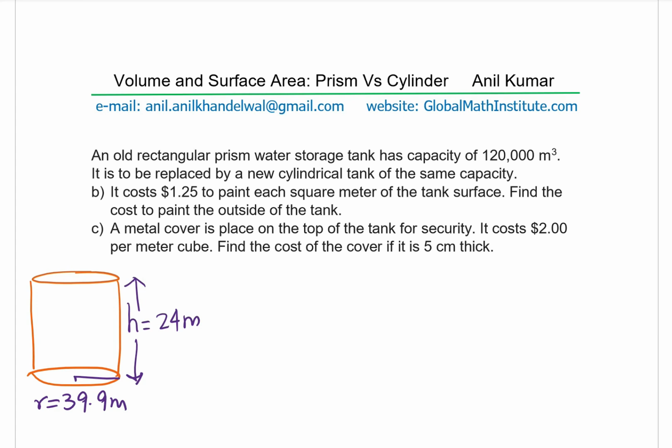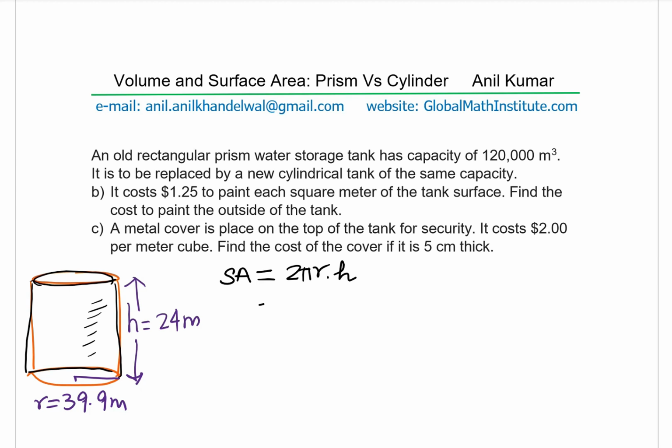So we need to find the surface area now. We're only interested in painting the curved surface, correct? Only the curved surface. So this area, which is 2 pi r, is the circumference times the height, 2 pi r h. That becomes the curved surface area.